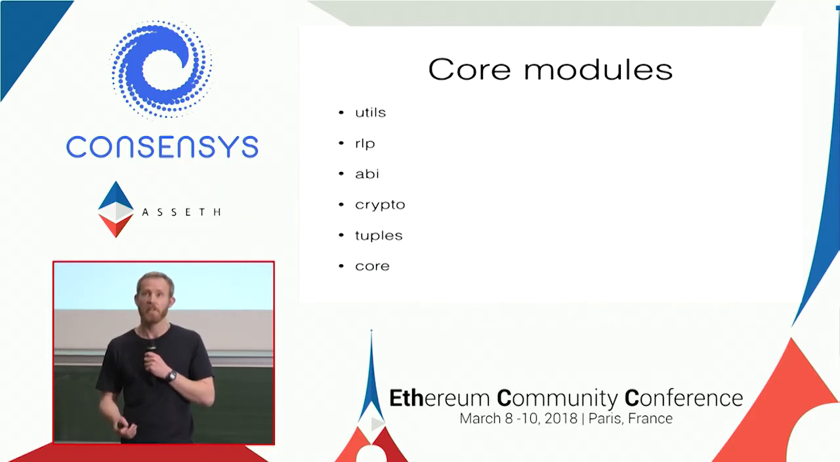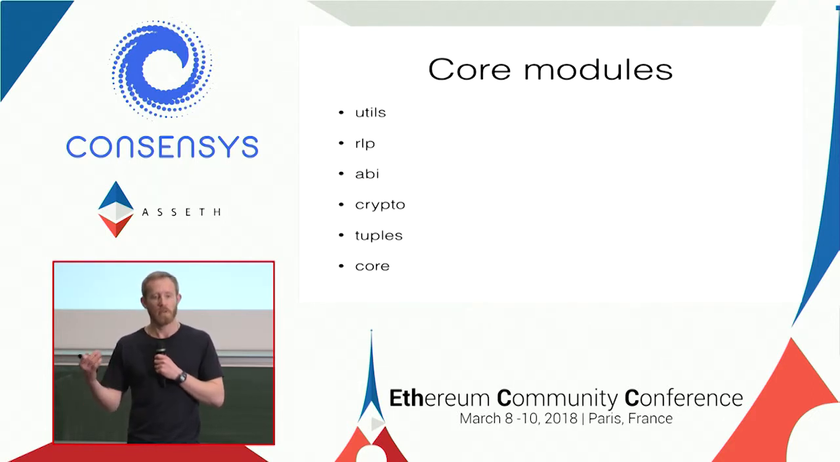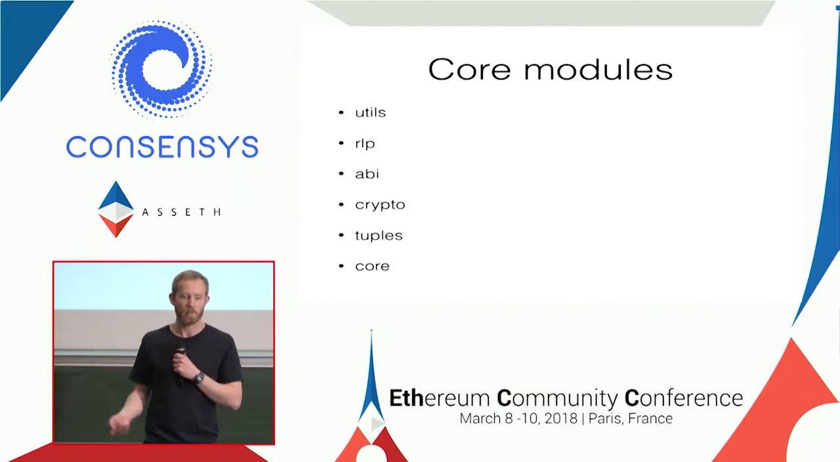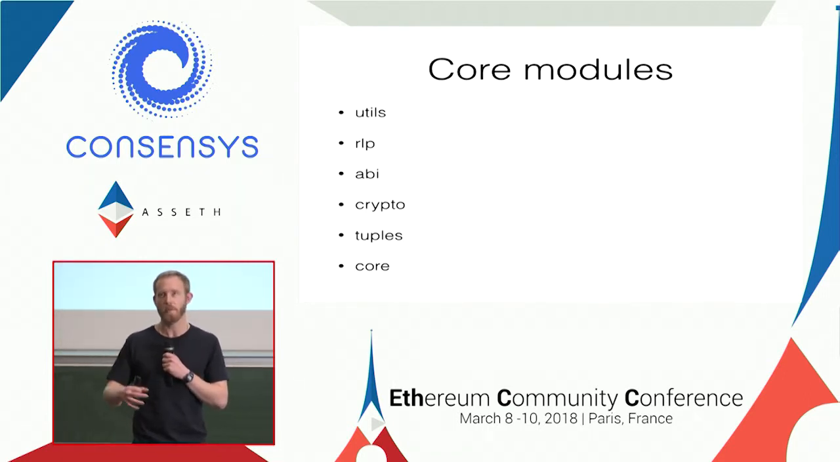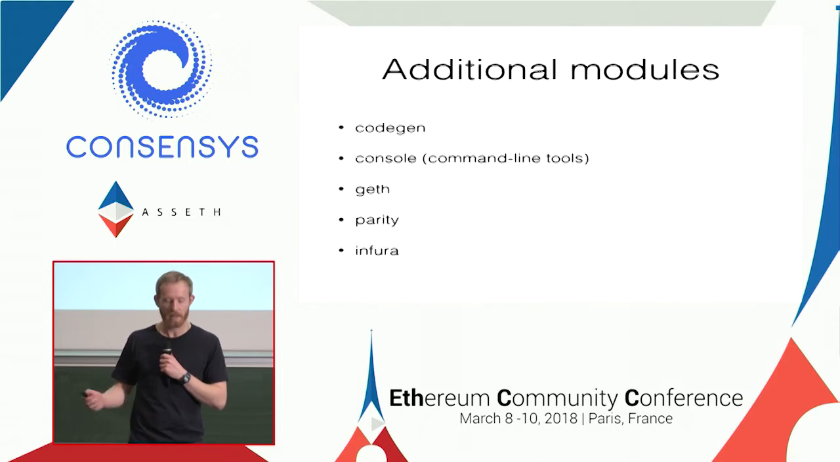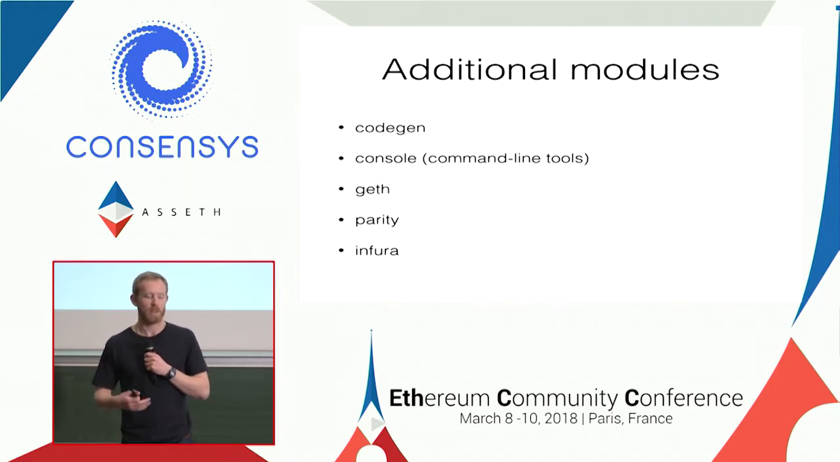I mentioned earlier on about how web3j is modular now as well. And so here are the core modules that you have. They're done in sort of dependency order there. So you've got utils, you've got RLP encoders and decoders, ABI as well. Then there's the crypto library. Core is like the core part of web3j. Then you've got pieces for working with the code gen, Geth, Parity, Infura too, if you want to use that.